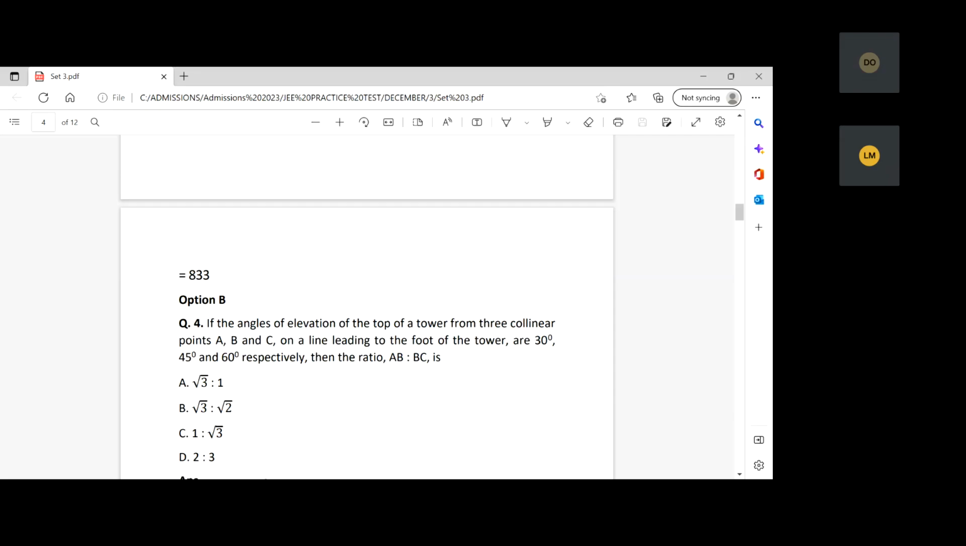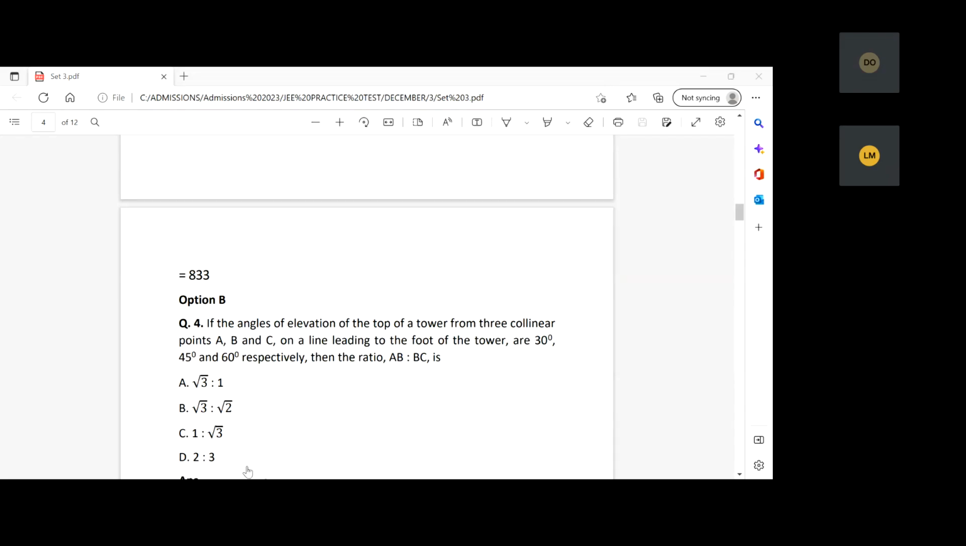Angle of elevation of the top of a tower from three collinear points A, B, and C on a line leading to the foot of the tower at 30 degree, 45 degree, and 60 degree respectively. Then the ratio AB is to BC is. What is the ratio AB is to BC?